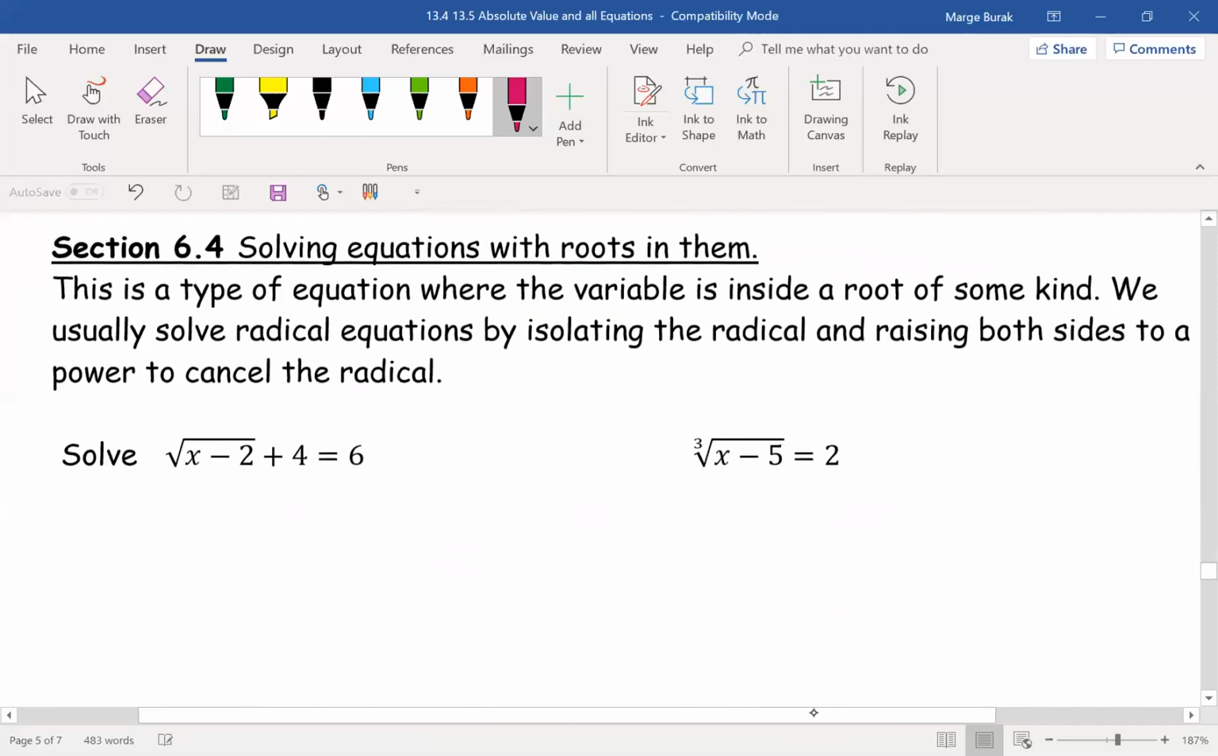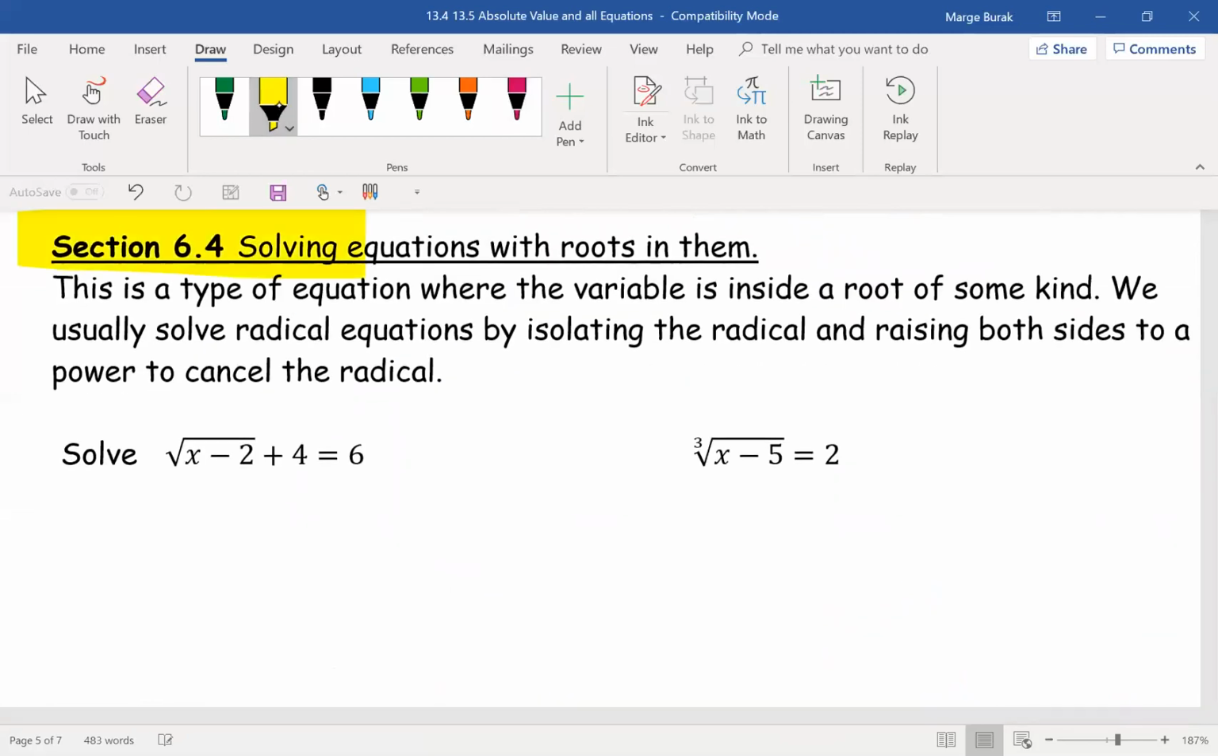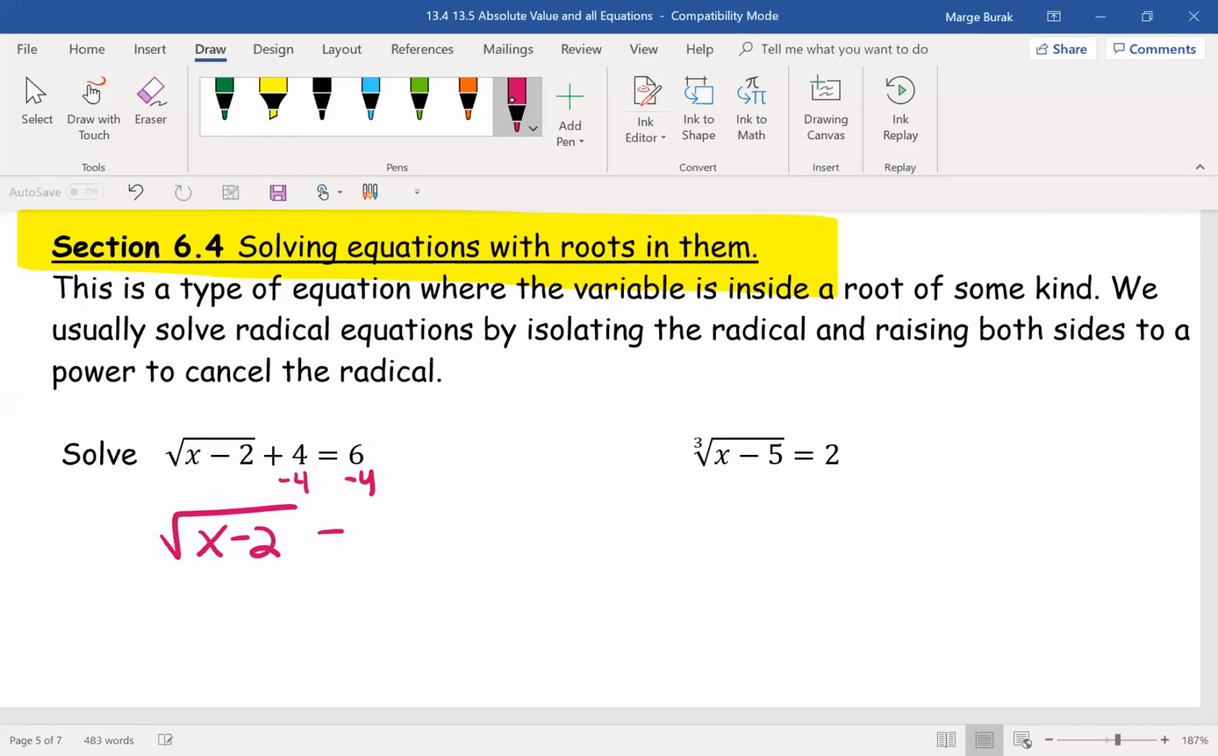Okay, and another type of equation we talked about a little bit is solving equations with roots in them. You've got a square root somewhere. So what we do is we isolate the radical and then raise both sides to the power. So if it's a square root, we square it. If it's a cube root, we cube it. Okay, so I'll do the one on the left. First, we isolate that radical. So let's subtract 4 from both sides. And then I'm going to square both sides.